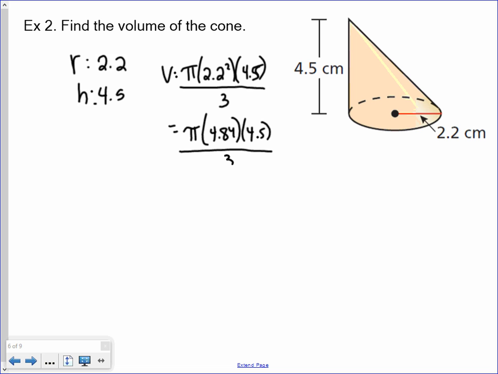What's 4.84? Actually, from here, you should be able to type all of that in at once and get a decimal if you wanted to. But let's do it exact first, I guess. So 4.84 times 4.5 is 21.78. 21.78 divided by 3 is 7.26. So you can write it like that, 7.26 pi. Or as a decimal, I'm getting 22.8 centimeters cubed.